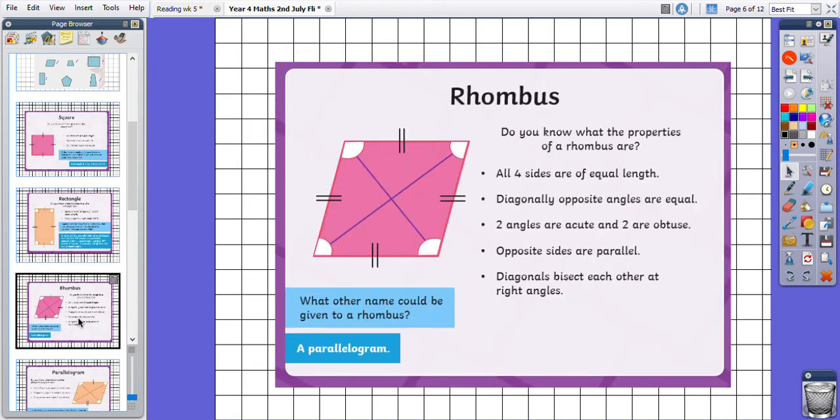Then we've got a rhombus. A rhombus has four sides of equal length, so very similar to a square. The diagonally opposite angles are equal. So this angle here is equal to this angle here because they're both acute angles, and these two angles are obtuse and they would be the same number of degrees as well. So we have two angles which are acute and two which are obtuse, and the opposite sides again are parallel.